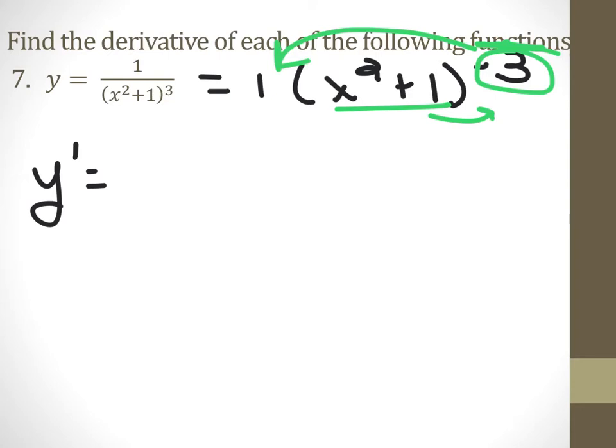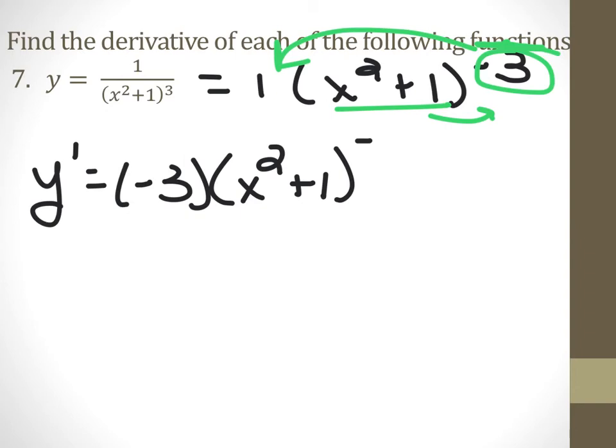So let's do that. Bring the negative 3 down. The coefficient is 1, so we still get negative 3. Rewrite what you have inside, x squared plus 1. Subtract 1 from the exponent, minus 3 minus 1 is negative 4. Then chain rule out the derivative of what's inside.